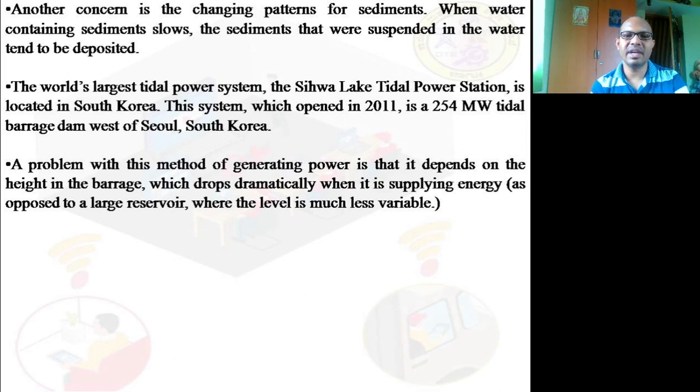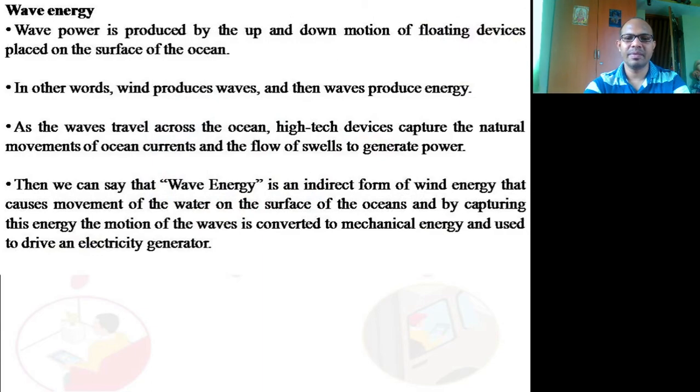The world's largest tidal power system, the Sihwa Lake Tidal Power Station, is located in South Korea. This system, which opened in 2011, has a capacity of 254 megawatts. It is a tidal barrage dam west of Seoul, South Korea. This is a famous one with the maximum power generation. A problem with this method of generating power is that it depends on the height in the barrage, which drops dramatically when it is supplying energy, as opposed to a large reservoir where the level is much less variable. This is the one.